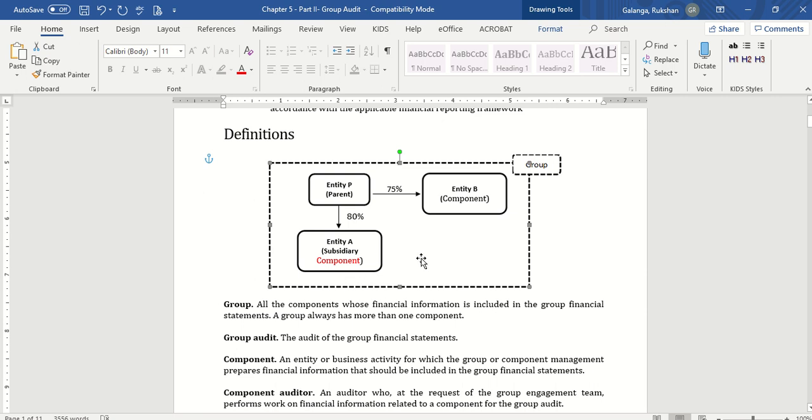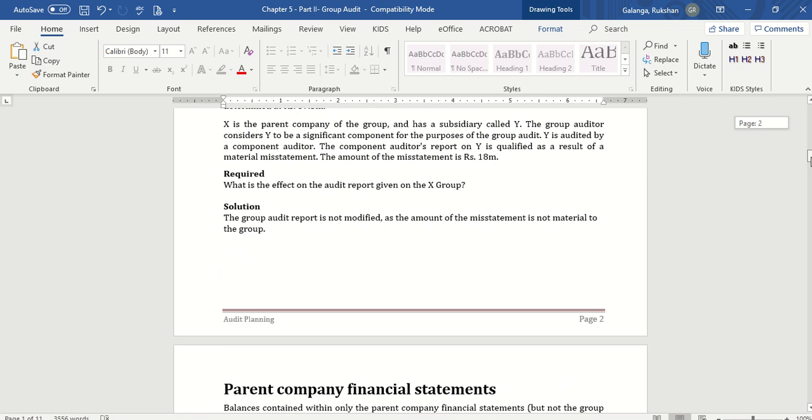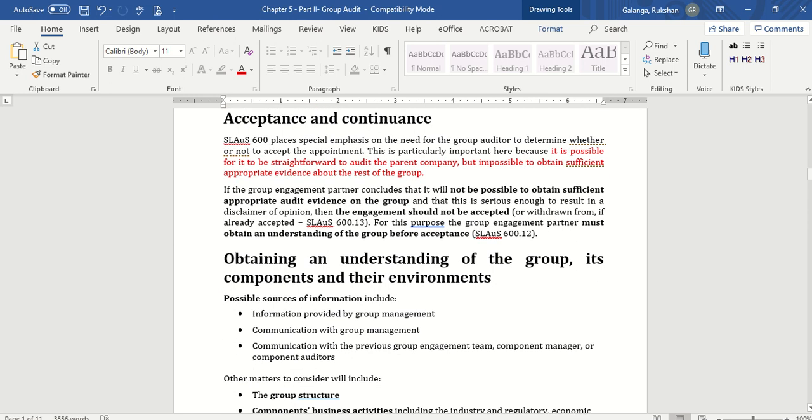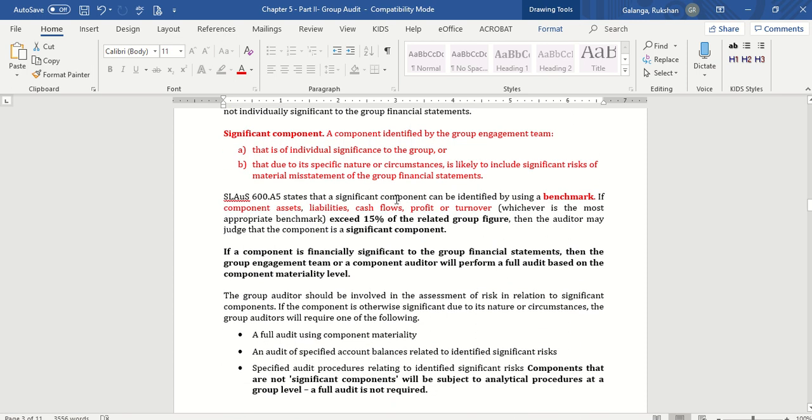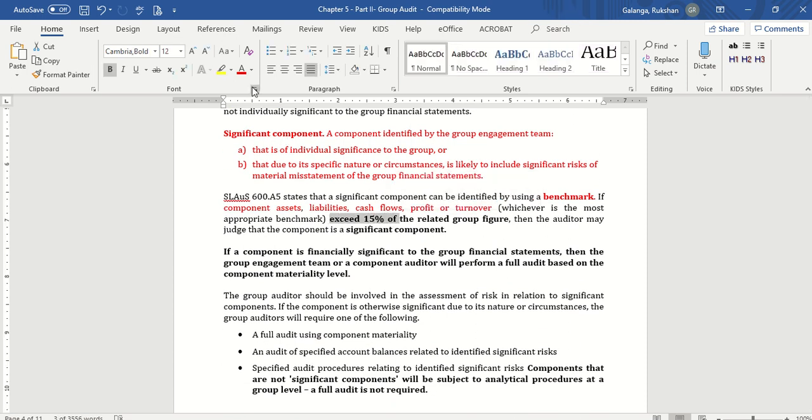So this is a significant component. Entity B has 10 million, which is less than our benchmark. It's another component. That is what the standard says: you can use that as a benchmark. So look at this. If the particular benchmark exceeds 15%, earlier our example used just 10%, but if it exceeds 15%, you can consider that as a significant component, whatever the benchmark that you used.